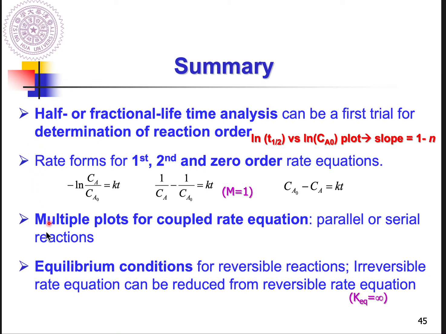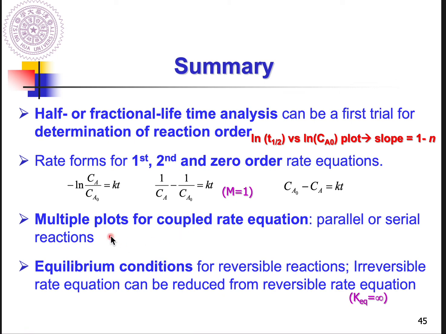And for the rest, we spent lots of time introducing the integral method. We spent some slides introducing the particular solution forms for zero order, first order, and second order. So you need to input the CA at different time points. Then you can check whether your reaction belongs to zero, first, or second order by checking whether the plot is a straight line or not. If it is a straight line, then it belongs to that order rate equation.